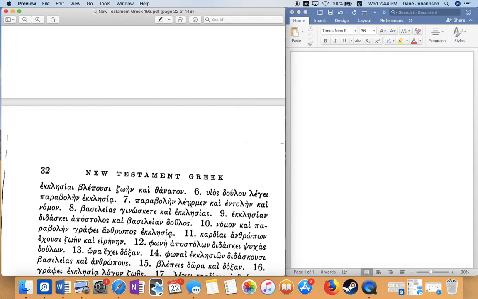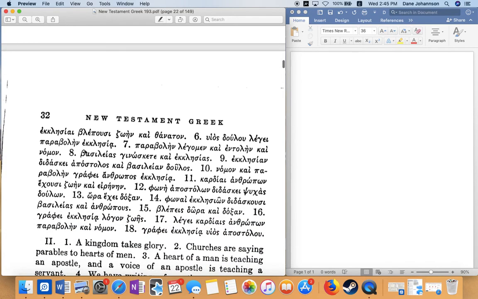Let me redo this. So, paravolin legomen ke endolin ke nomon. I jumped ahead and saw the ke, and kind of messed up there. So, scratch all that. A parable and a commandment and a law we speak. So, paravolin legomen ke endolin ke nomon. So, even somebody who's been studying Greek a while like me got caught up because of Machen. So, thanks, Machen. We tell, we speak a parable and a commandment and a law. Paravolin legomen ke endolin ke nomon.